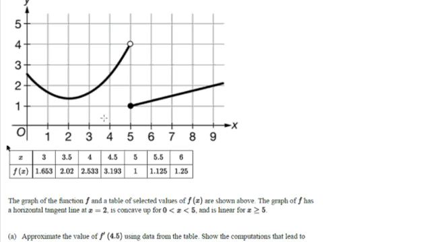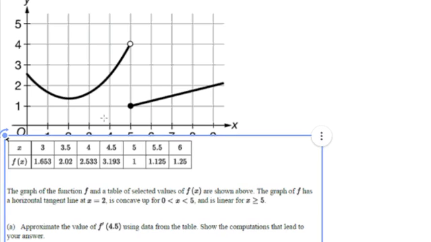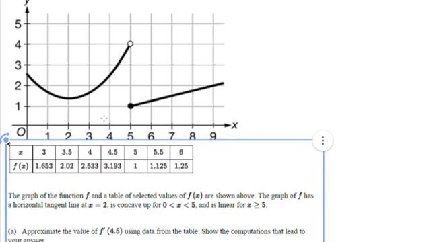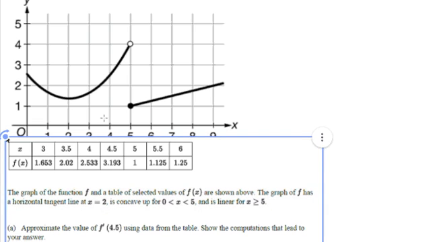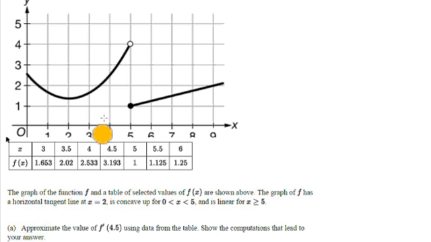Okay, number 17, our free response. We want to approximate the value of the derivative at 4.5 using data from the table, and we want to show the computations that lead to the answer. We've got to keep in mind that the derivative at this value is going to be approximated by the slope at that value. So if we want the slope at 4.5, we want to use values close to that. So we want to use this right here.